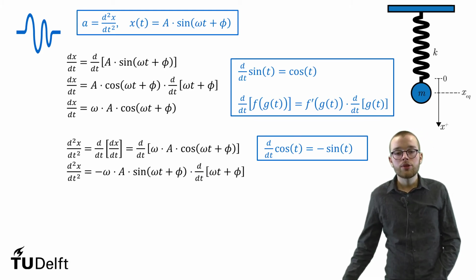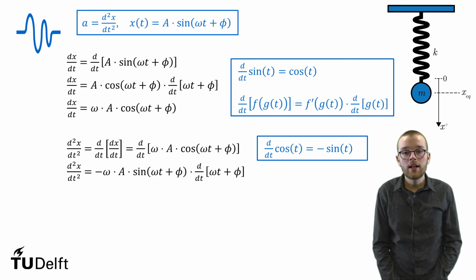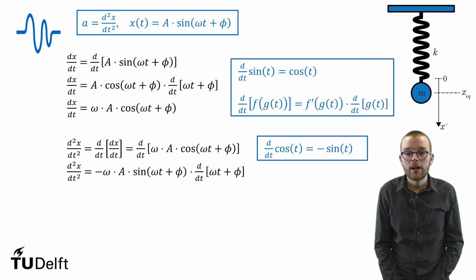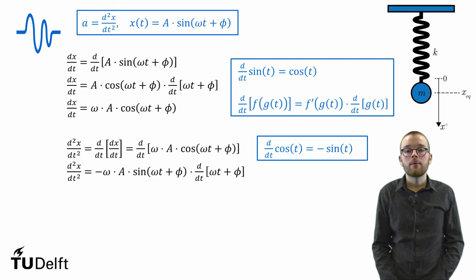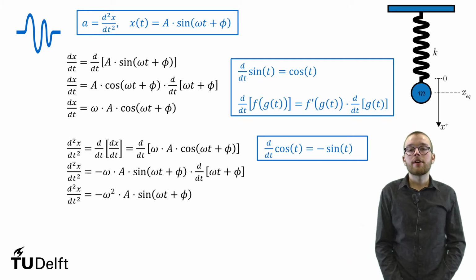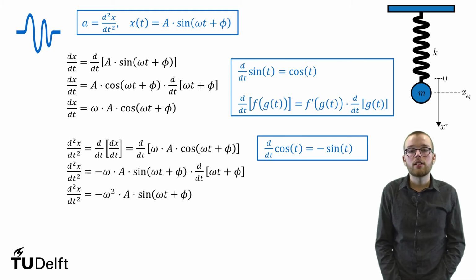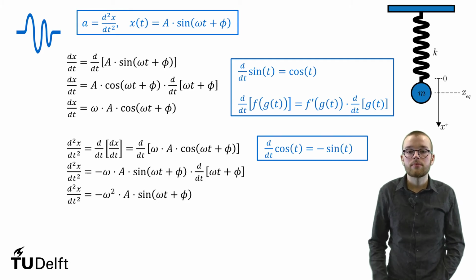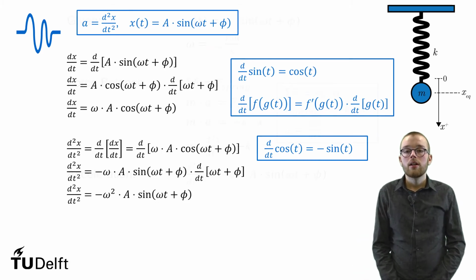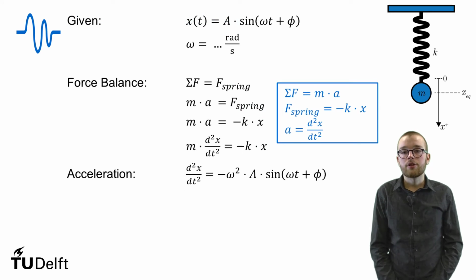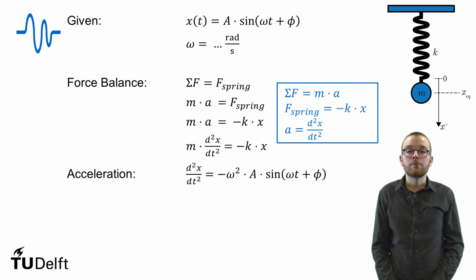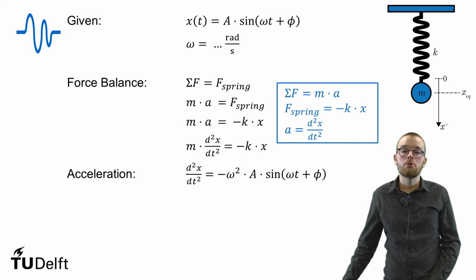Our second term should look familiar because this is again the derivative of our omega t plus phi with respect to time, which finally adds another factor of omega into our equation, leaving us with negative omega squared times A times the sine of omega t plus phi for our acceleration. Now that we have found the acceleration of our system as a function of time, we can rewrite both sides of our force balance in order to see whether our equation of motion is indeed a correct solution.